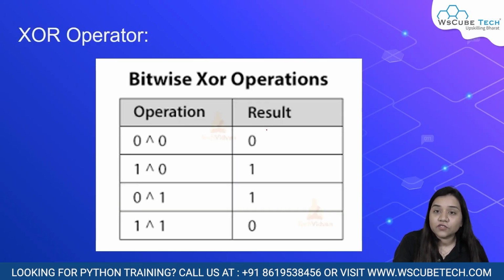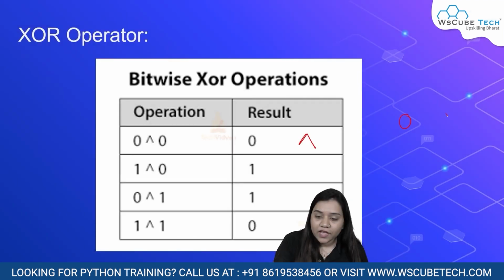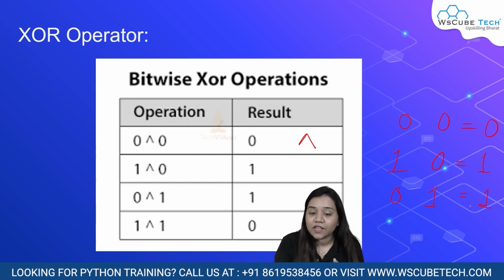So here our XOR operator is represented by an upward arrow. And let's see how an XOR operator works on our binaries. Whenever there is a 0 and 0, it gives us 0. Whenever there is 1 and 0, it gives us 1. Whenever there is a 0 and 1, that means whenever there are opposites, it gives us again 1. It doesn't matter if 1 is coming first or 0 is coming first. Whenever there are opposites, it gives us 1. And whenever there are similar numbers, XOR gives us 0. So even if it is 1 and 1 over here, it still gives us 0.